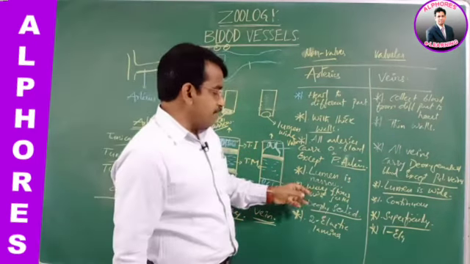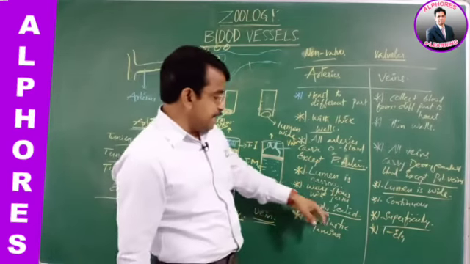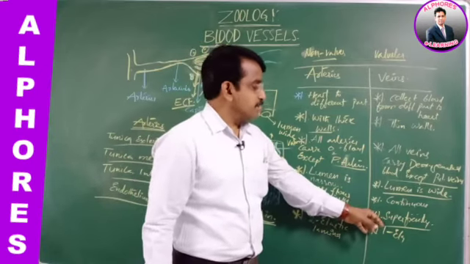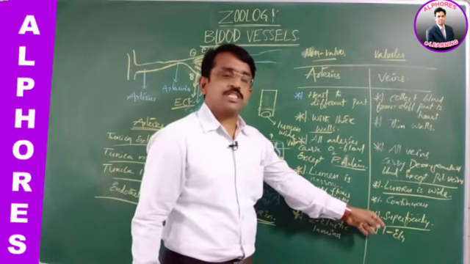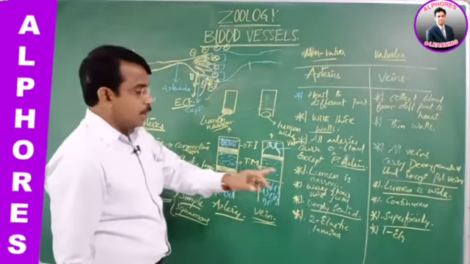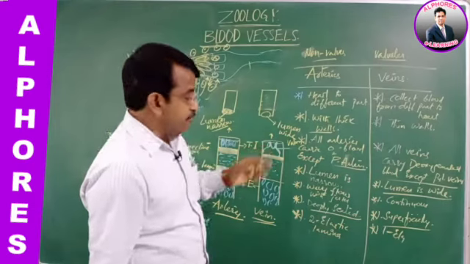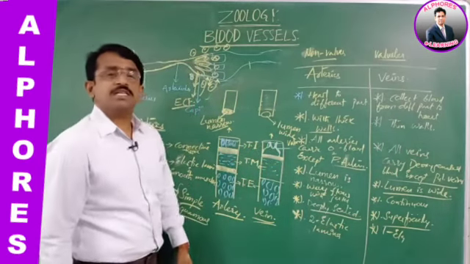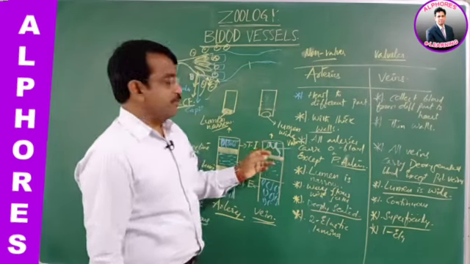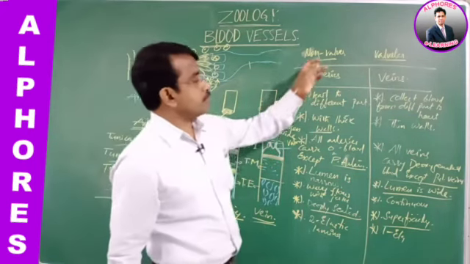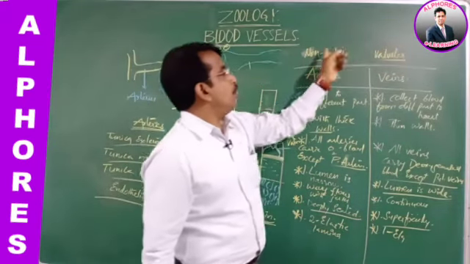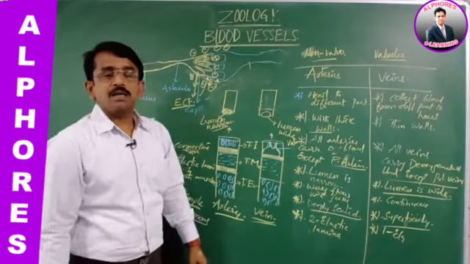Next, the arteries are deeply seated. They are present in the inner parts, whereas the veins are superficially placed. The arteries are with two elastic lamina, whereas the veins are with one elastic lamina. The epithelial cells of the veins are folded to form the valves. Hence the veins are valvular, whereas the arteries are non-valvular.